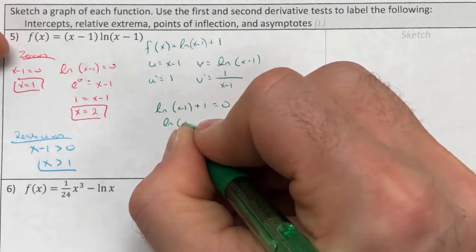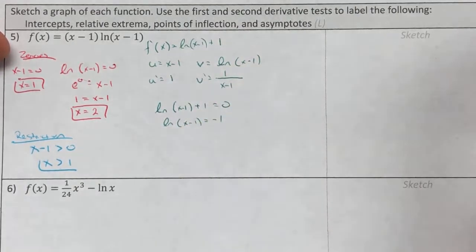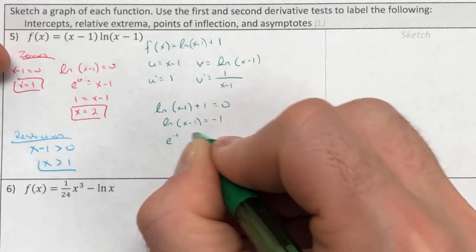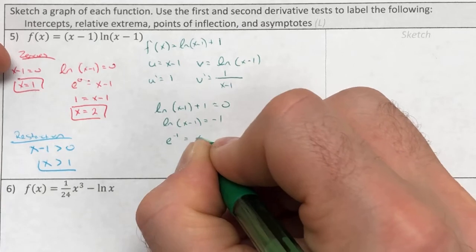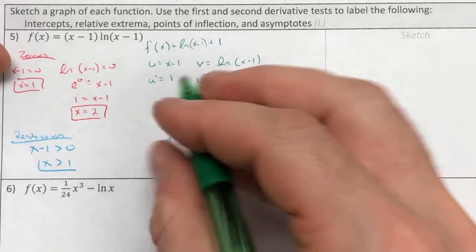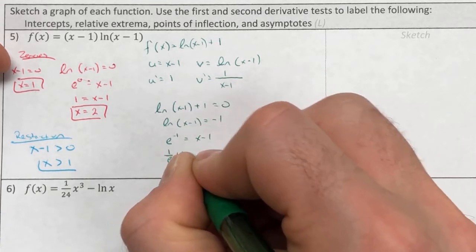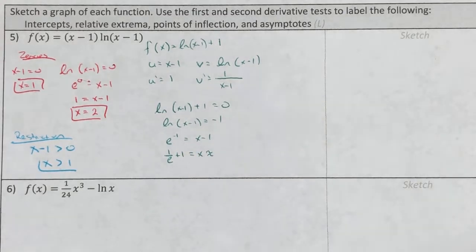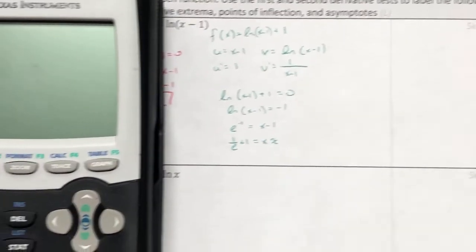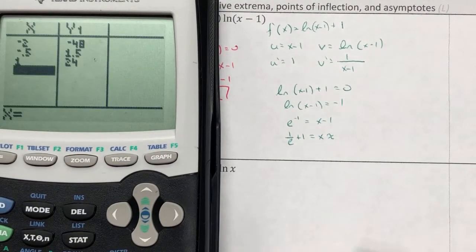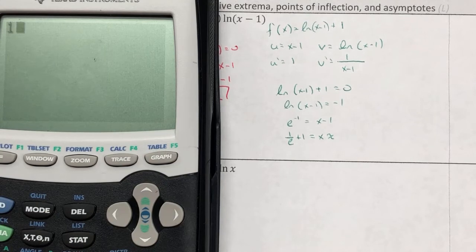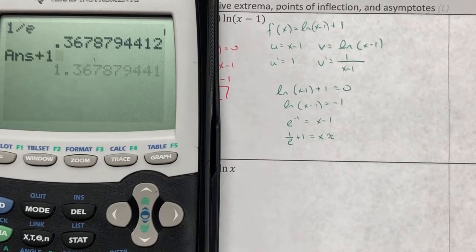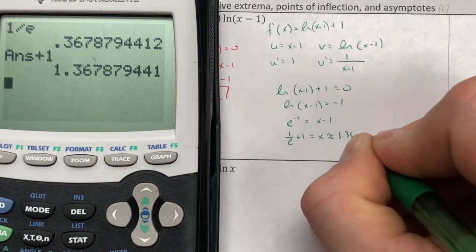So natural log of x minus 1 is equal to negative 1. Let's see. e to the negative 1 equals x minus 1. If I add the 1 over there, that's 1 over e plus 1 is equal to x, which is equivalent to, and if we plug that in and see what roughly that is to help us graph, let's see, 1 over e plus 1, we get roughly 1.36.